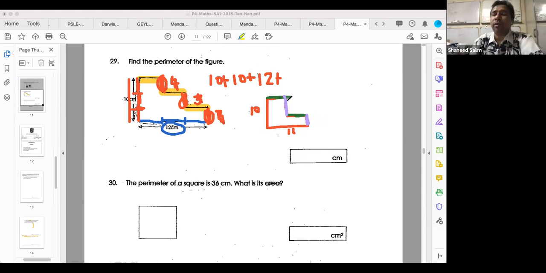That's why you are dividing into parts. They didn't ask you to find individual parts. They asked you to find the whole perimeter. What is perimeter? This plus this plus this. So what am I doing? I'm just adding this part and this part first. So this and this is equal to this.